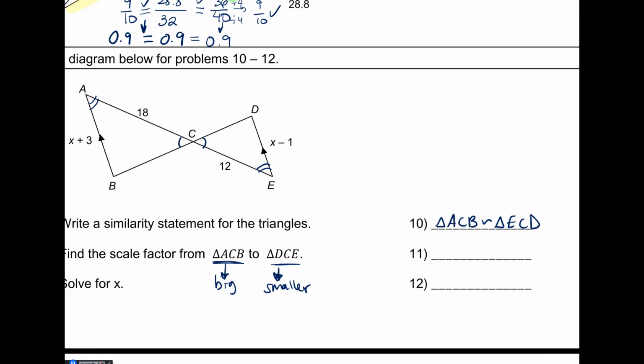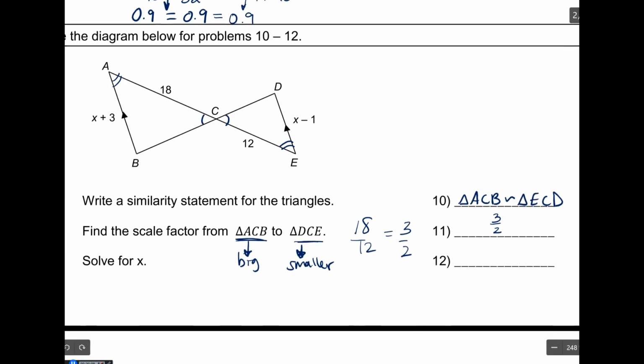Okay, how do I do this? You're going to want to add the 2 things up. So it's going to be 12 plus x minus 1. Or you can just do 18 over 12. I just do the whole thing, which is equal to 3 over 2. Okay, and then we can solve for x.